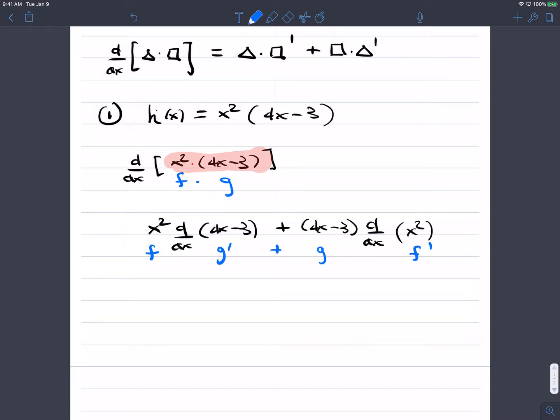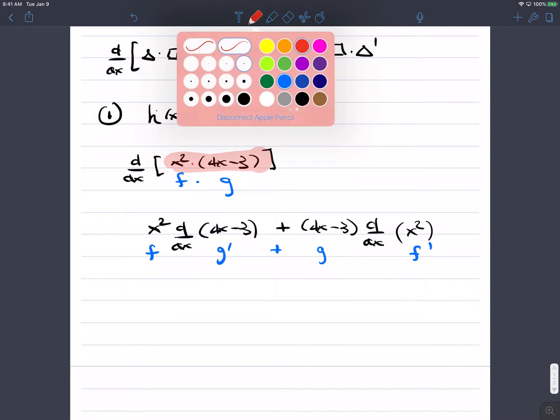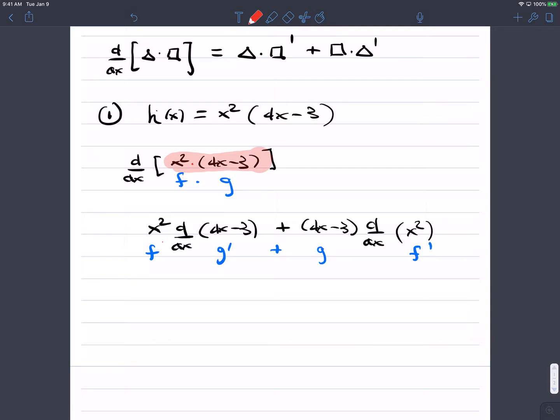So we just have to now do the work. And so if we notice here the derivative of 4x minus 3, by now we should know that derivative is just 4. Derivative of a difference is difference of derivatives. Derivative of 4x, pull out your constant. That derivative is 4. Derivative of 3 is going to be 0. And similarly, the derivative of x squared we know is actually 2x. So altogether, here's what we get. x squared times 4 plus 4x minus 3 times 2x.